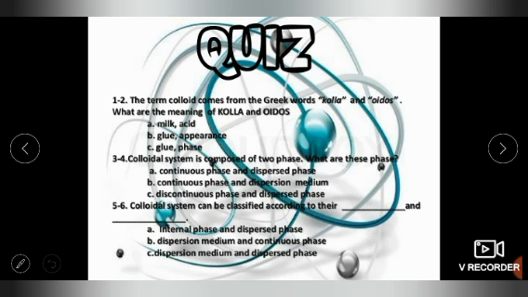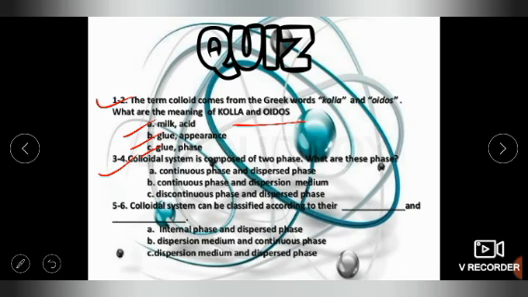Okay, so now quiz time, dear students. This is all for today, but before leaving the class, go through these questions and try to answer them. These are all multiple choice questions. First question: the term colloid comes from the Greek words kolla and eidos. What is the meaning of kolla and eidos? Milk, acid, glue, appearance, glue, phase.